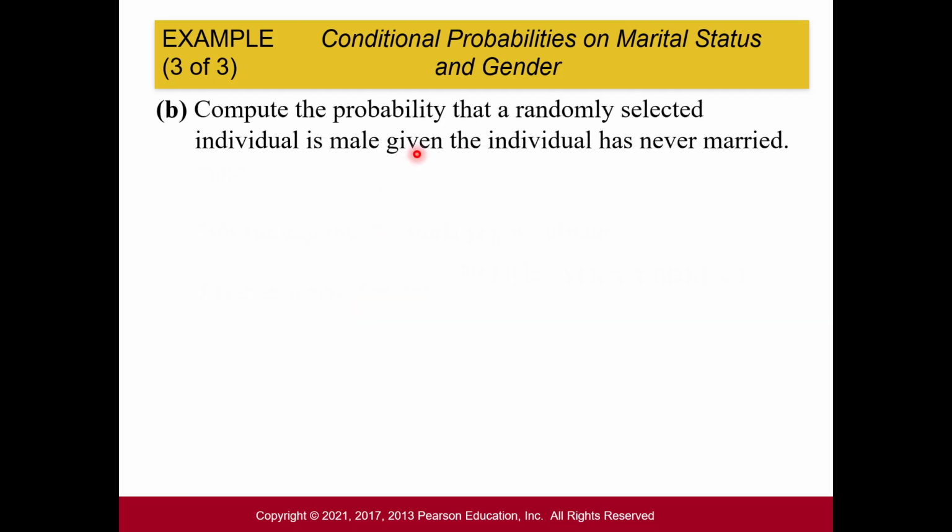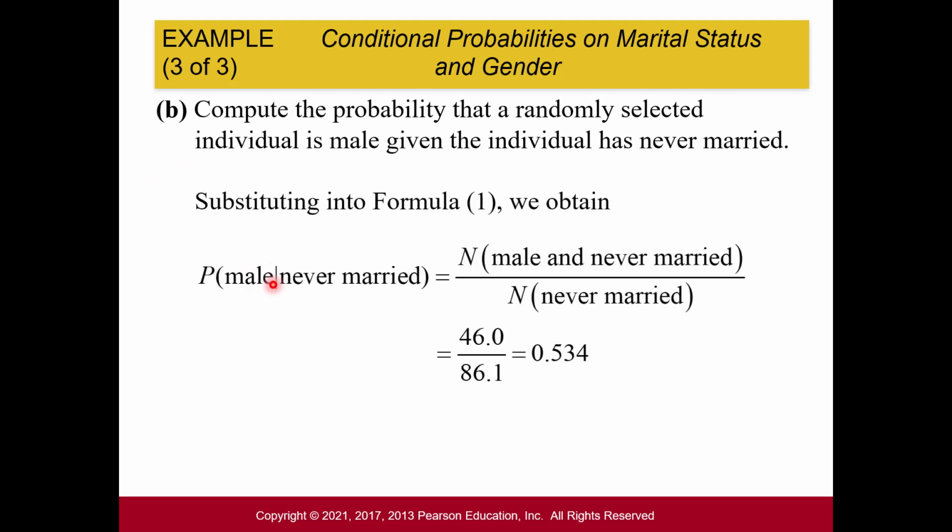Now let's compute the probability that a randomly selected individual is male given the individual has never been married. So this is exactly the opposite of what we just did. The given part is that they've never been married, and now we're trying to see the probability that they're male based on that. So things are just switched. So probability that they're male given that they've never been married, and so we take the number of outcomes of male and never married, divide it by the number of outcomes of never married.